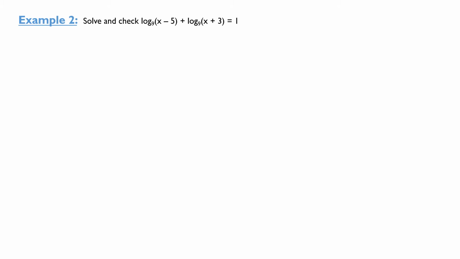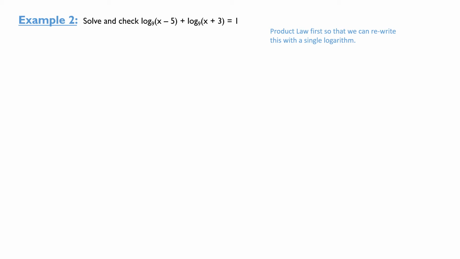Example 2. Solve and check. Well, question says check. If it says check, we have to check. Log base 9. Okay, I'm not going to read all that out. So what should we do first here?